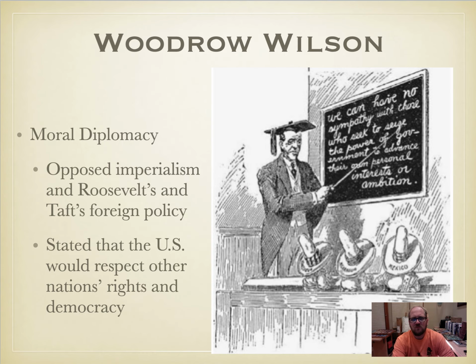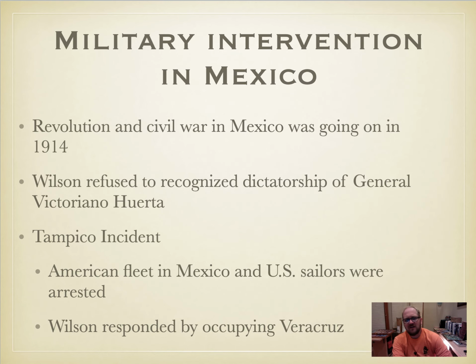And then lastly, we have Woodrow Wilson and his moral diplomacy. Basically, Wilson opposed imperialism, and he was very much against Roosevelt and Taft's foreign policy. Wilson is going to state that America would respect other nations' democratic rights and actually push for democracies rather than dictatorships. And this is where we get involved in Mexico. In 1914, there was a revolution, civil war in Mexico, and Wilson basically refused to recognize the dictatorship of General Huerta.